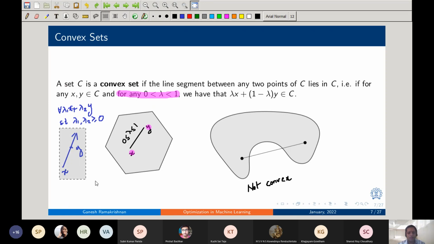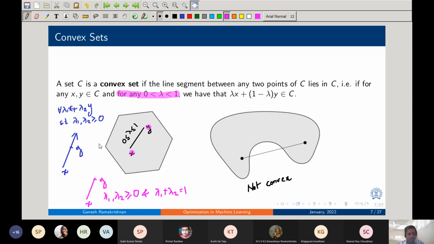I'm taking the same x and y, and I'm trimming off this part. So this special case is what? Lambda1, lambda2 are both greater than or equal to 0. But additionally, what do I have? Both of them are going to sum to 1. So I put an additional constraint to create a line segment. If I don't have this constraint, this is how it would look like: a ray.